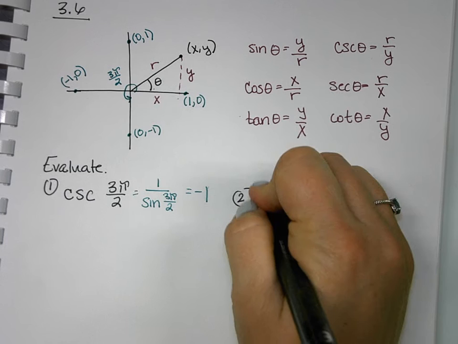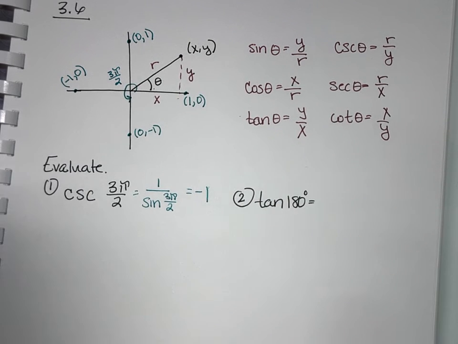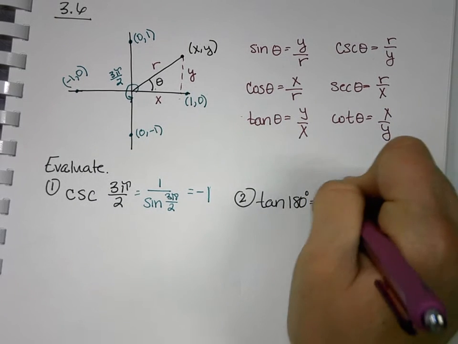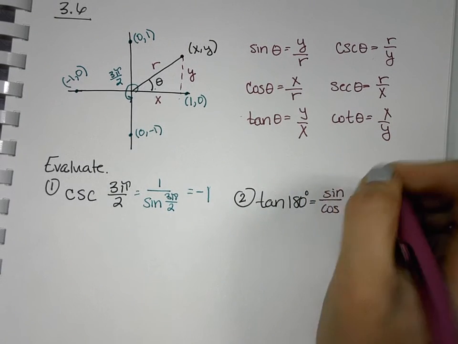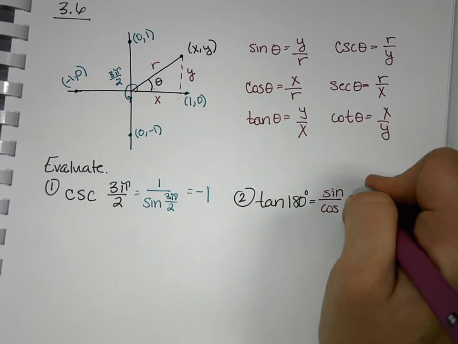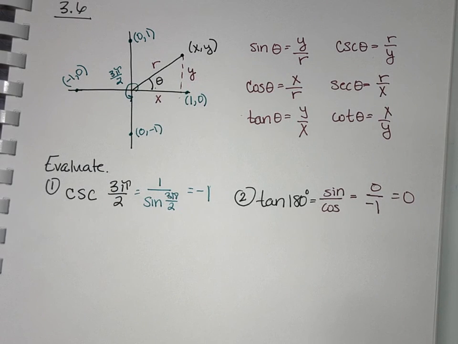All right, for the next one, we're going to do tangent of 180. So we have to think of, what does tangent mean? So tangent is sine over cosine. So we just wrote up here what our sine and cosine were. So sine is 0, cosine is -1, so that means we're at a tangent of 0.